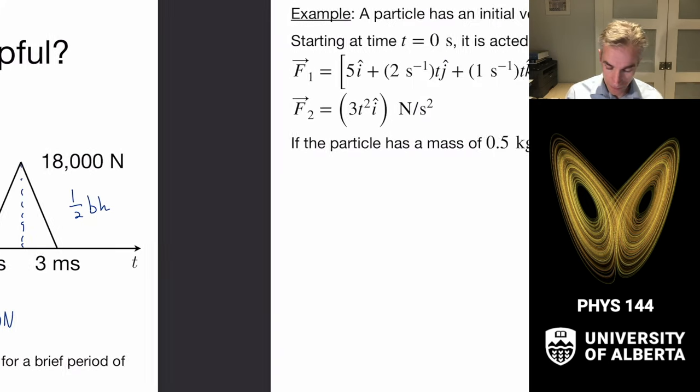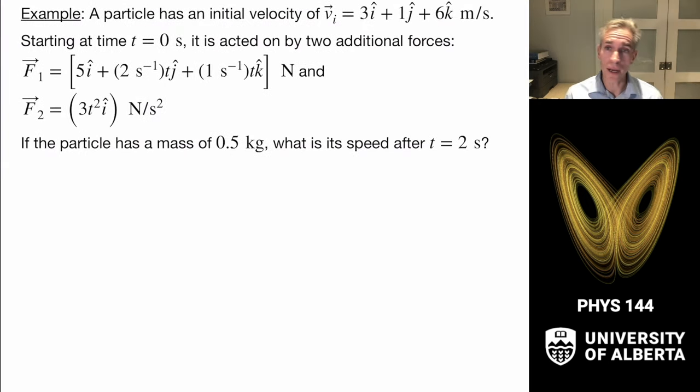approximation. Let's consider some other kinds of impulses. This is a very mathy example. It kind of illustrates what happens and how we can apply this mathematically. We imagine a particle with an initial velocity that's given in unit vector form, so 3i hat plus 1j hat plus 6k hat meters per second. At time t, it's acted on by two additional forces, and they depend on time, here, here, and here. And we want to know, if the particle has a mass of a half a kilogram, what's its speed after 2 meters per second? So then we can calculate the initial velocity and we can calculate the impulse.